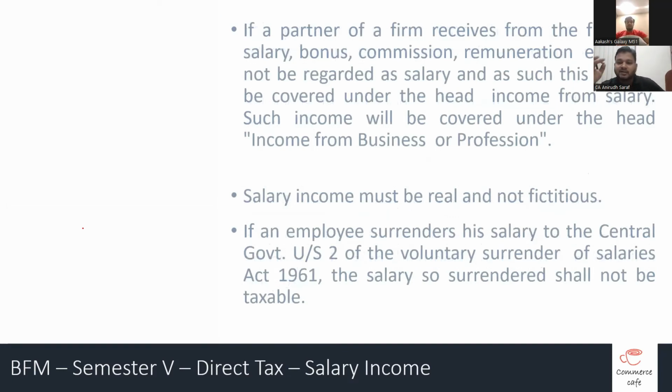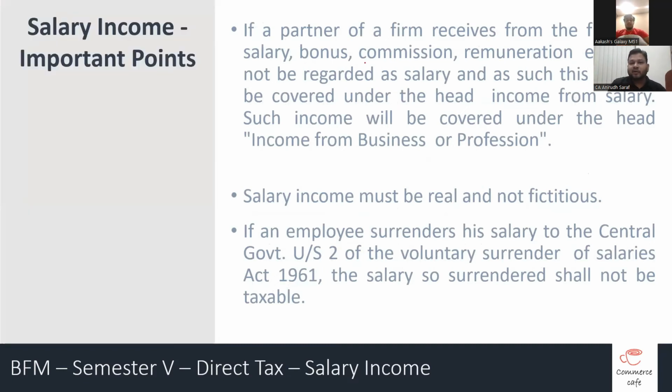A few special points for some special situations. For example, if a partner of a firm, you know what a partnership firm is? A firm means a partnership between two or more individuals. If the partner receives any salary or bonus or commission or remuneration in any form, then it will not be charged to tax under the head income from salary. Even if the partner is receiving salary, it will not be considered salary for the purpose of the Income Tax Act. Salary includes commission, all these, no? Correct. Whether you call it bonus, commission, remuneration, or even plain salary, if it is paid to the partner of the firm by the firm, it will not be considered salary income. Tell me why.